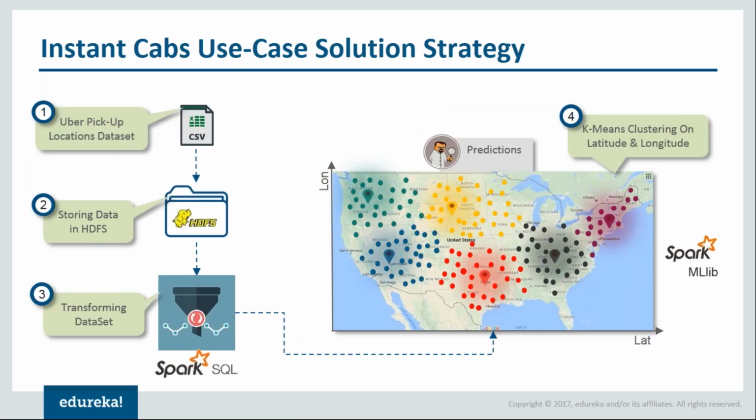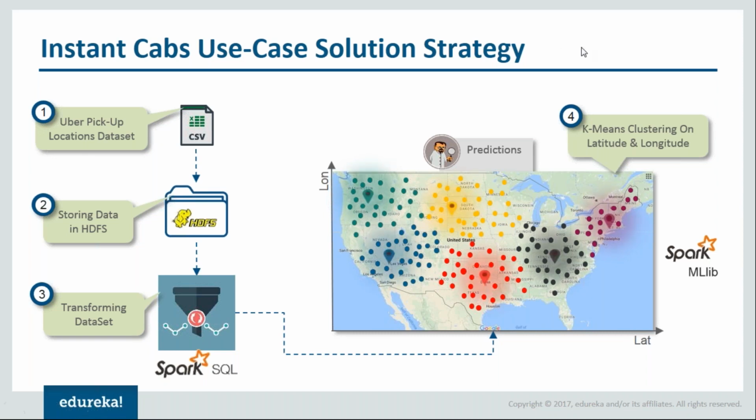So now we'll move on to find the solution for the instant cab use case. Remember that we have the Uber dataset, which contains the pickup time and the location in two columns, latitude and longitude, and we also have the license number for a particular Uber driver. What we have to do is find the beehive locations, that is, the points where we'll find the maximum pickups, and then also find out the peak hour of the day. So this was the entire strategy.